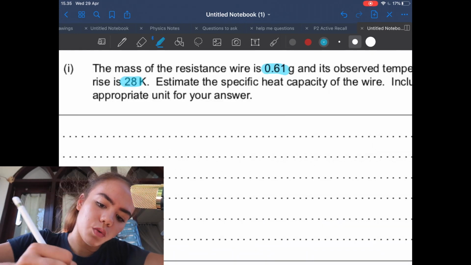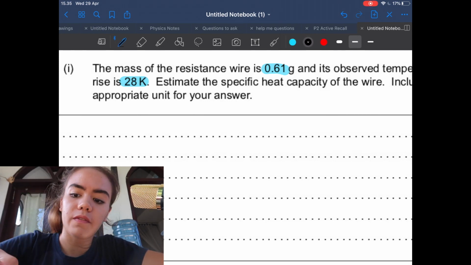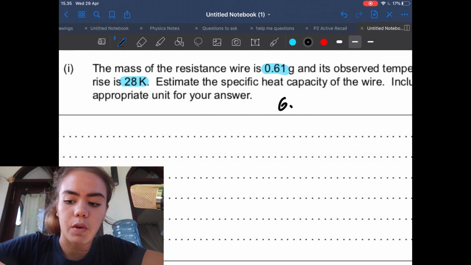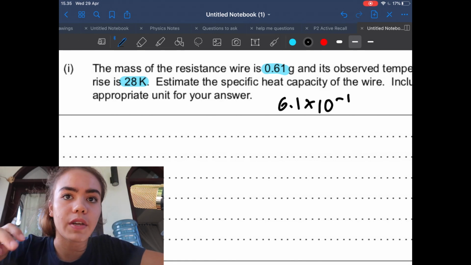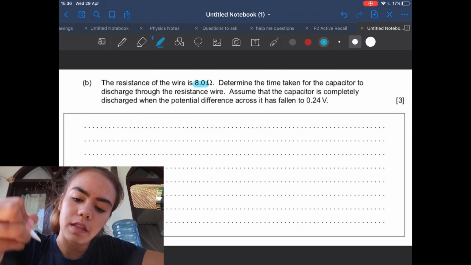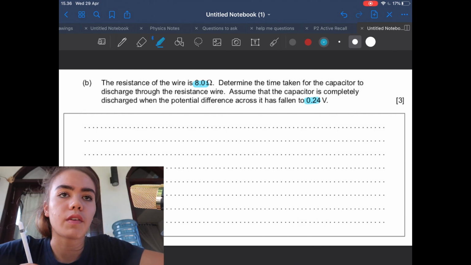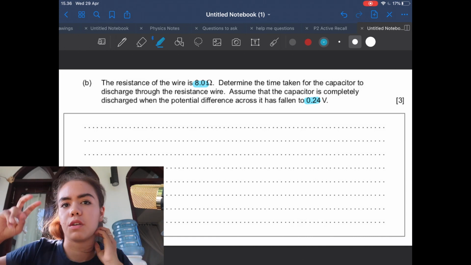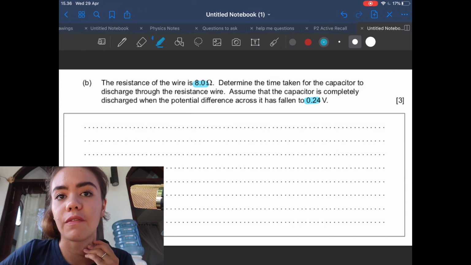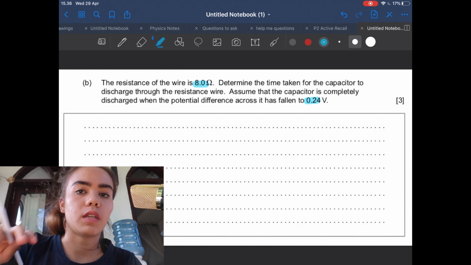0.61 and 28. In this case, 0.61 is 2 significant figures because it would be 6.1 times 10 to the minus 1, and 28 kelvins is 2 significant figures, so the answer here should be in 2 significant figures. The 8.0, that's 2 significant figures. 0.24, that's 2 significant figures. So basically, the zeros in front of values don't count, but the zeros behind values do count as significant figures. Both of these are in 2 significant figures, so the answer should be in 2 significant figures.